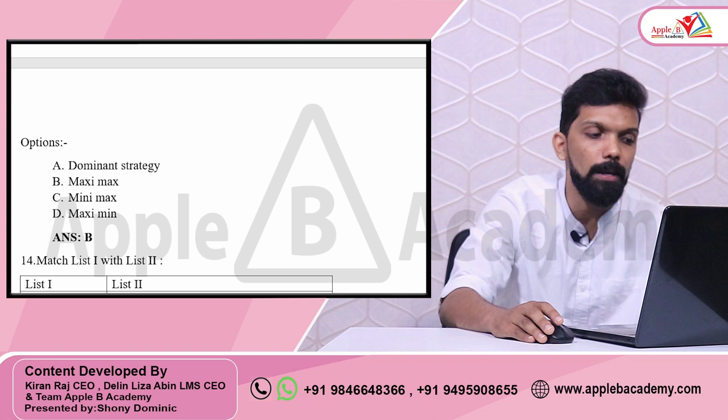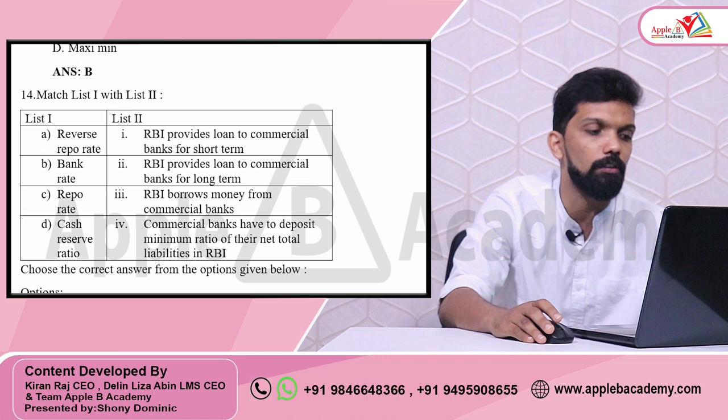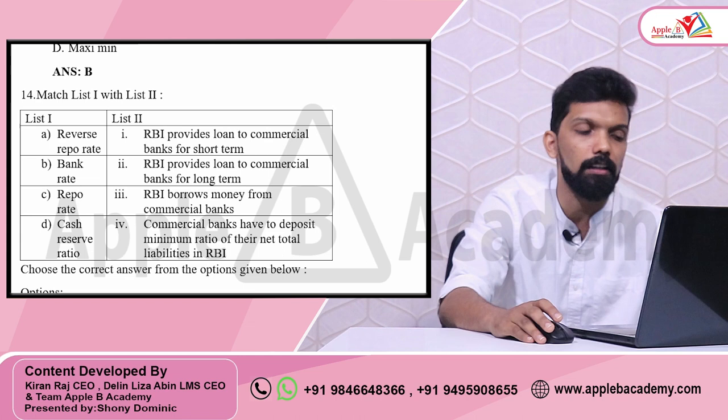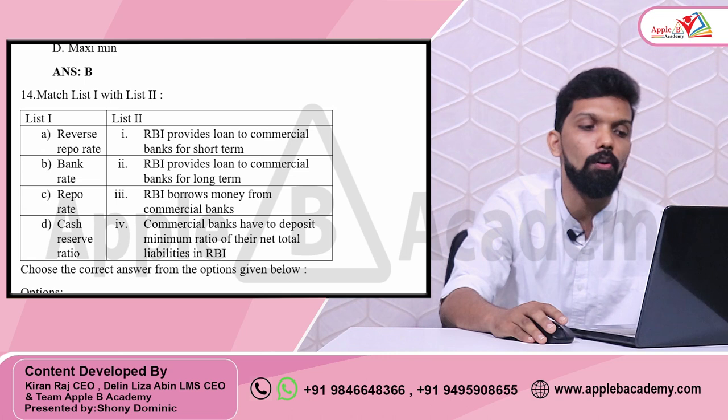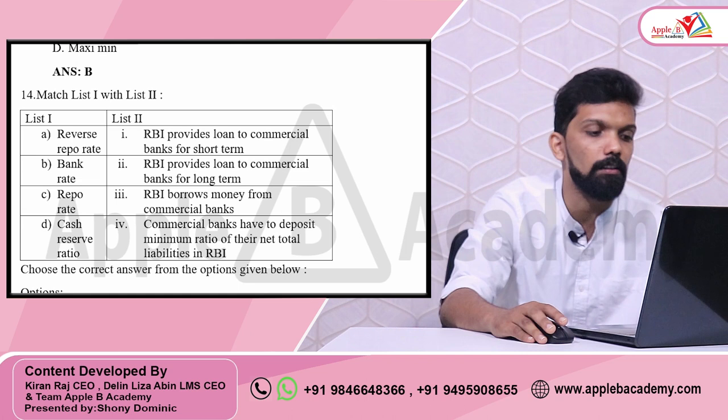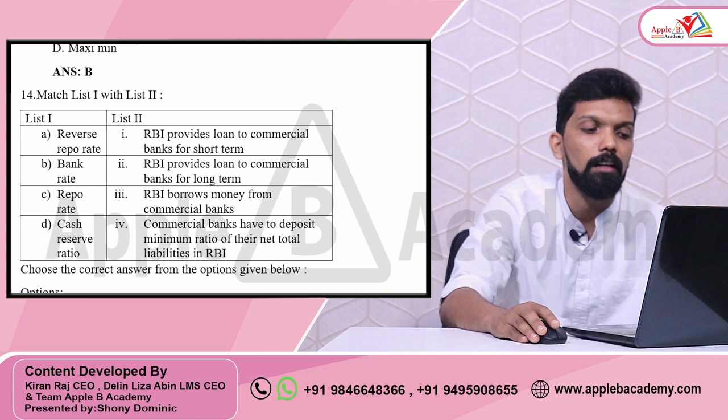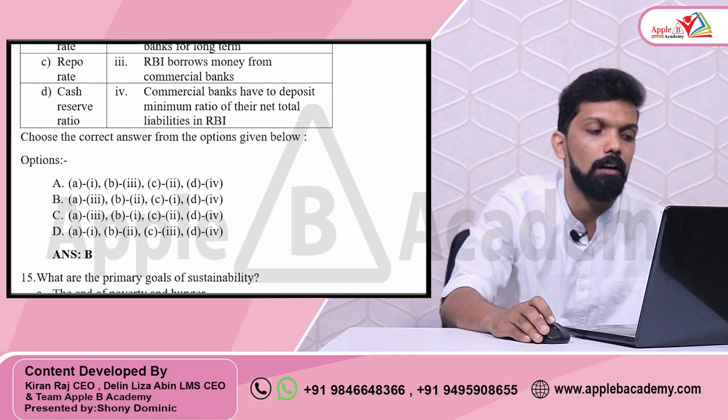The next question is the match the following question. Two different lists are given. The first list: reverse repo rate, bank rate, repo rate, cash reserve ratio. List two: RBI provides loan to commercial banks for short term. RBI provides loan to commercial banks for long term. RBI borrows money from commercial banks. Commercial banks have to deposit a minimum ratio of their net total liabilities in RBI. Different options are given. The right answer for this question is option B.